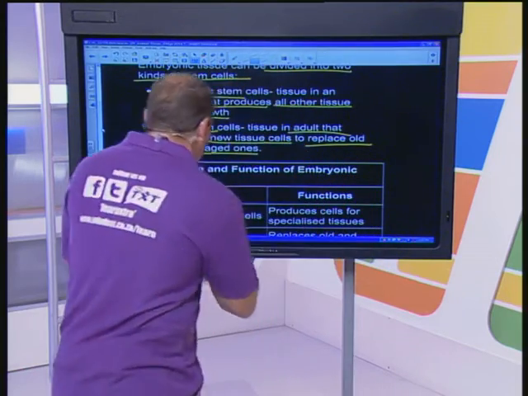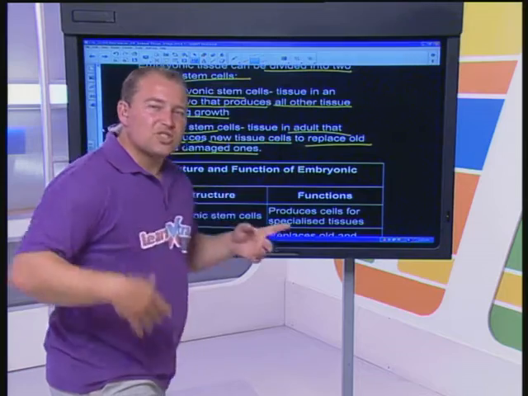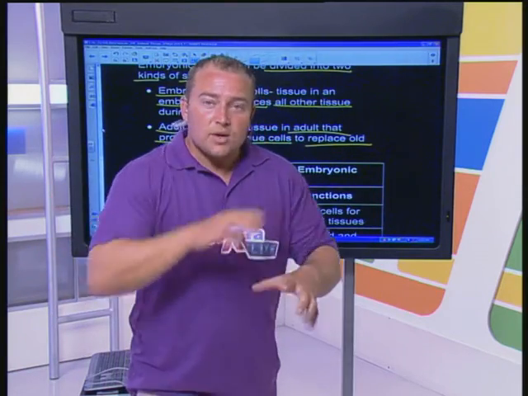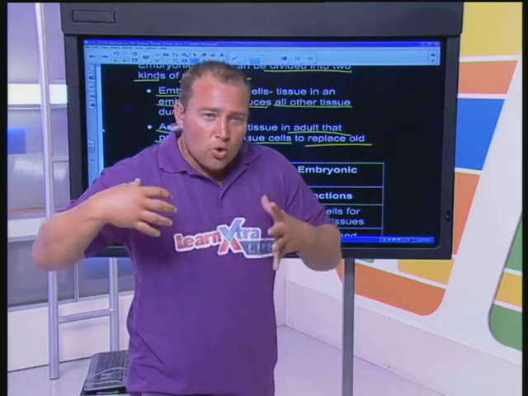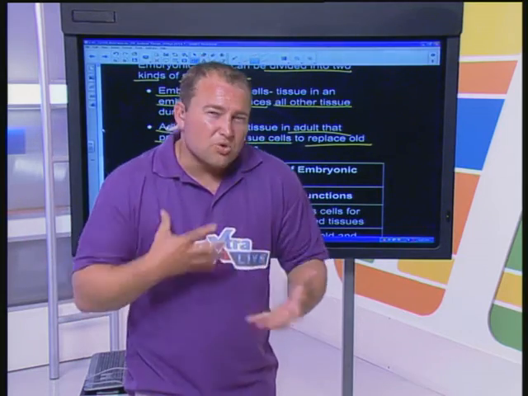Now, the adult ones just repair your skin. It's the cells that repair your skin. Your heart cells will replace old and damaged ones, and give you new ones. Your muscles, the same thing.